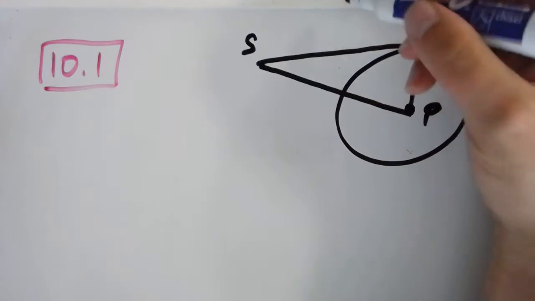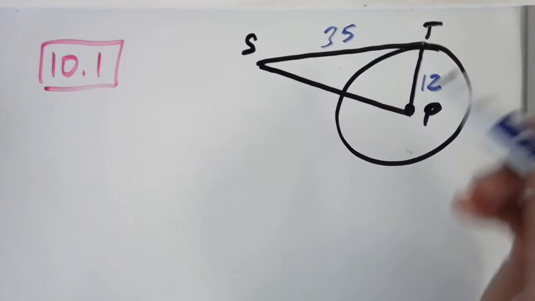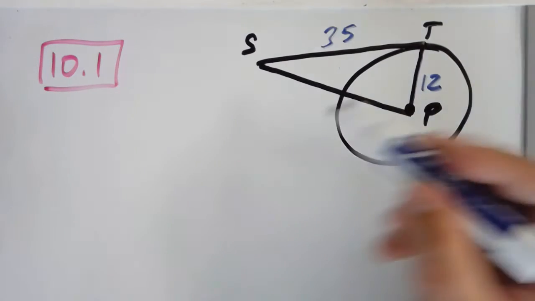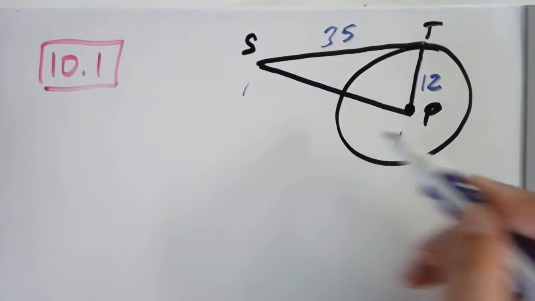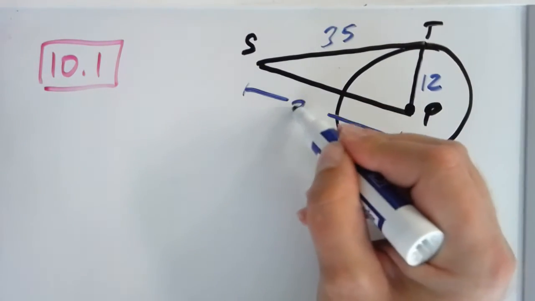Anyway, we were given this triangle, and then we were told the following information. We were told that it was 35 units for that piece. We were told this was 12 units, which, since it goes to the center, is what we'd also call the radius of the circle. And then we were told that this entire segment SP was 37 units.